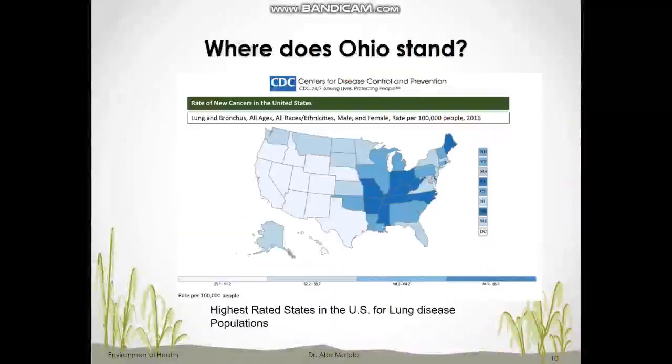Where does Ohio stand in terms of the rate of lung disease in the United States? According to the Center for Disease Control and Prevention, CDC, the rate of lung disease and bronchitis in Ohio in the year 2016 for all ages, genders, and races was between 64.9 and 86.8, which places Ohio among the states with very high rates of lung disease.